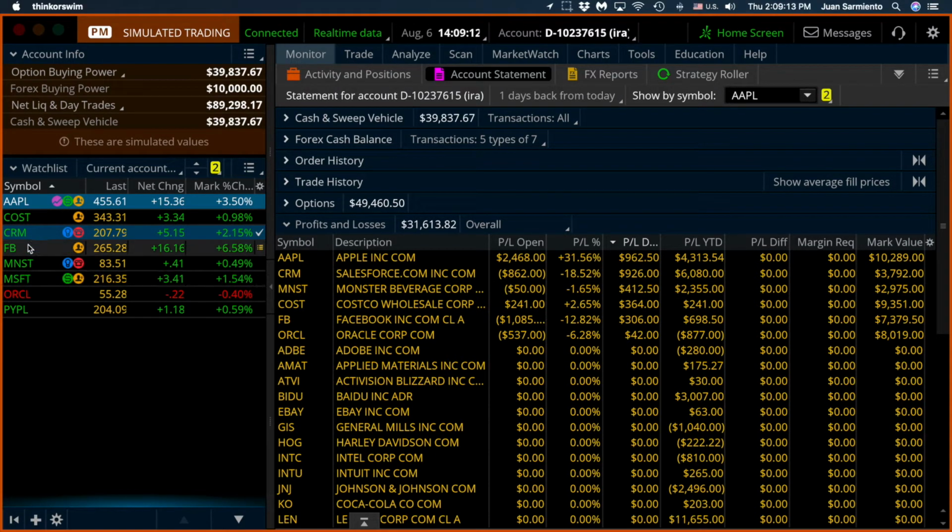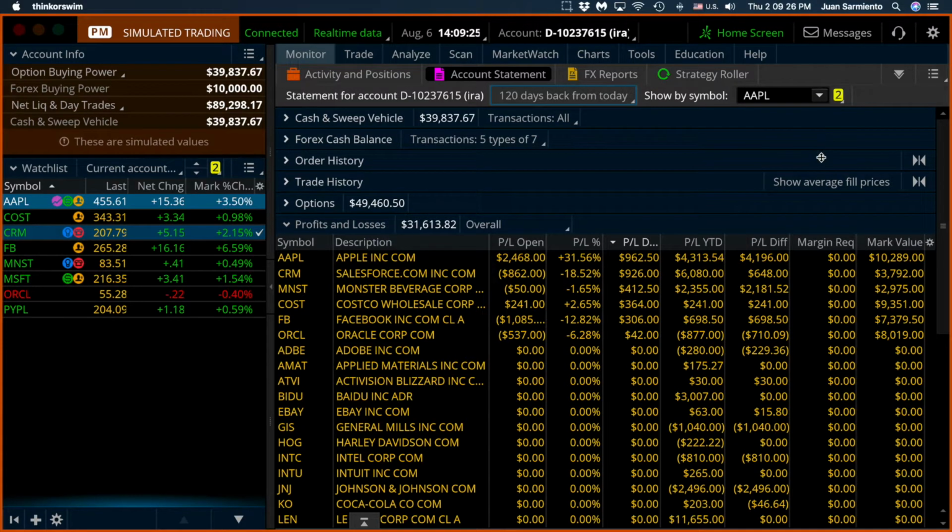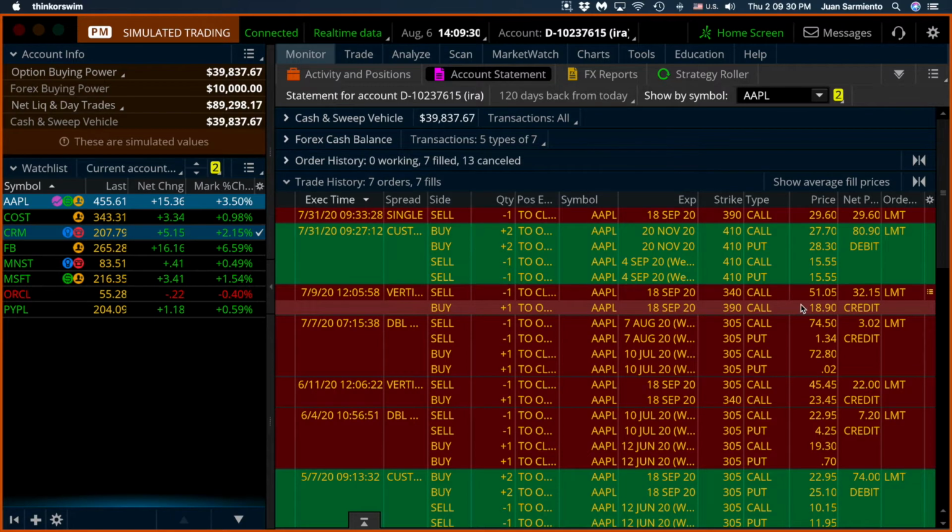Okay, so let's say we want to see my trades so far this year. Let's say Salesforce. No, let's start with Apple. Let's do it alphabetically. So I'm going to go here and select so far this year. I'm going to say 120 days back, just to put a number. And that will show me all the trades that I have so far on Apple.